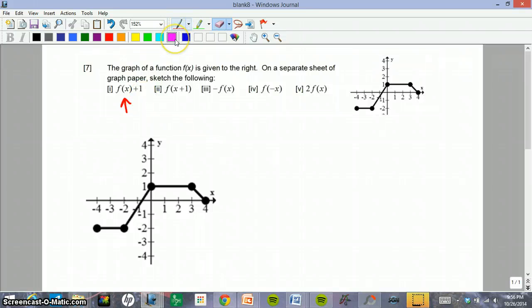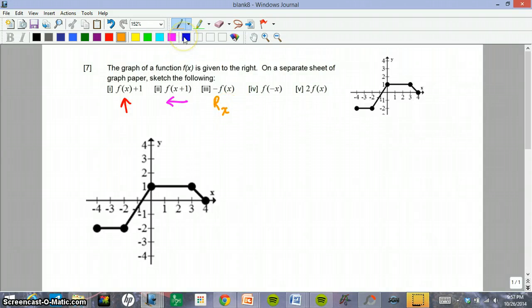Okay, moving right along. Adding 1 to the input of our function is going to translate the graph left 1 unit. So when we get to that, we will translate that left 1 unit. Multiplying our function by -1 reflects our graph over the x-axis. So reflect over the x.